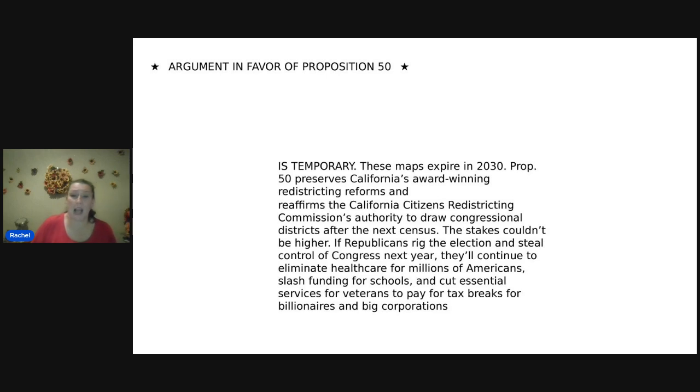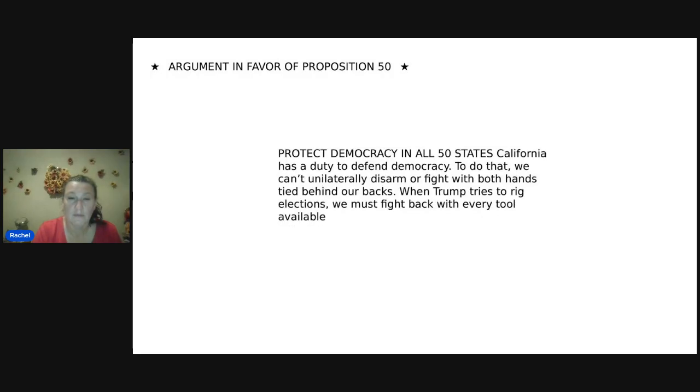The stakes couldn't be higher. If Republicans rig the election and steal control of Congress next year, they'll continue to eliminate health care for millions of Americans, slash funding for schools, and cut essential services for veterans to pay for tax breaks for billionaires and corporations, just like the Democrats do. Oh, wait, I'm not supposed to. Protect democracy in all 50 states like you have the power to. Calm down.